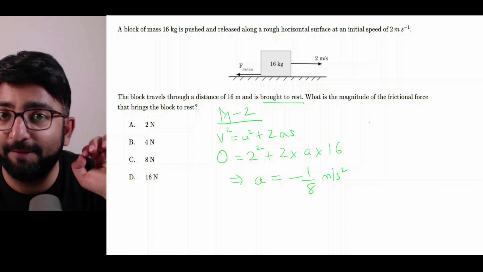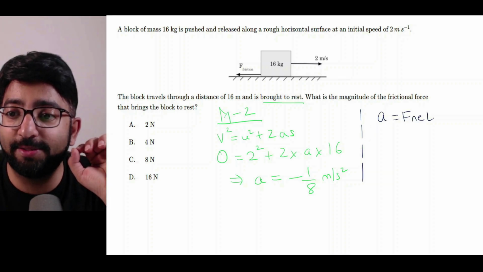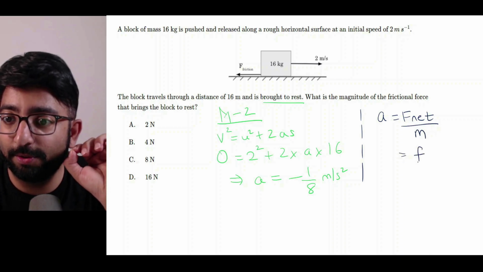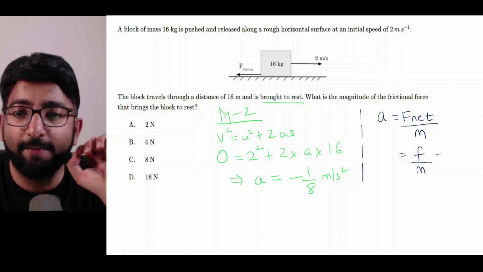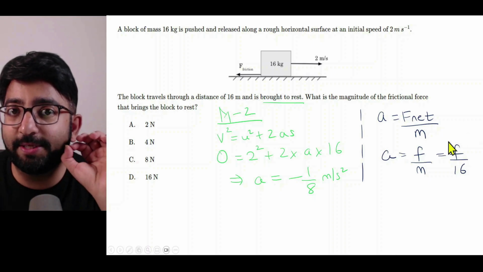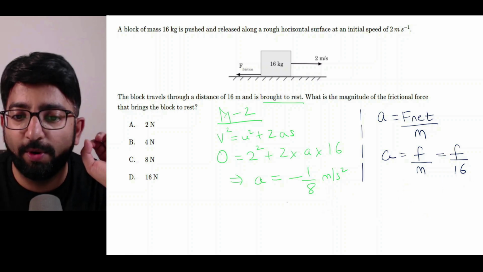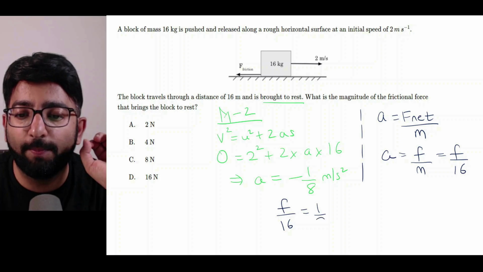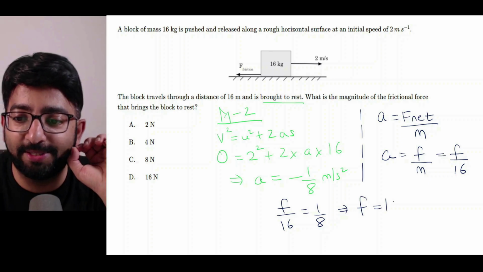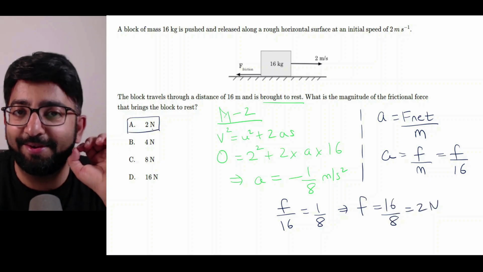What do we do after this? We have to figure out the acceleration using Newton's second law, which states that acceleration will be net force divided by the mass. Net force is only friction acting on this object. So friction divided by m. And mass is 16. So the value of acceleration is F upon 16. Rather, F upon 16 is the magnitude of acceleration. Hence, we can equate both the magnitudes. So F upon 16 will be equal to 1 upon 8. And if we cross multiply and try to figure out the value of friction, that will come out as 16 upon 8, which is 2 newtons. Hence, option A is the right answer to this question.